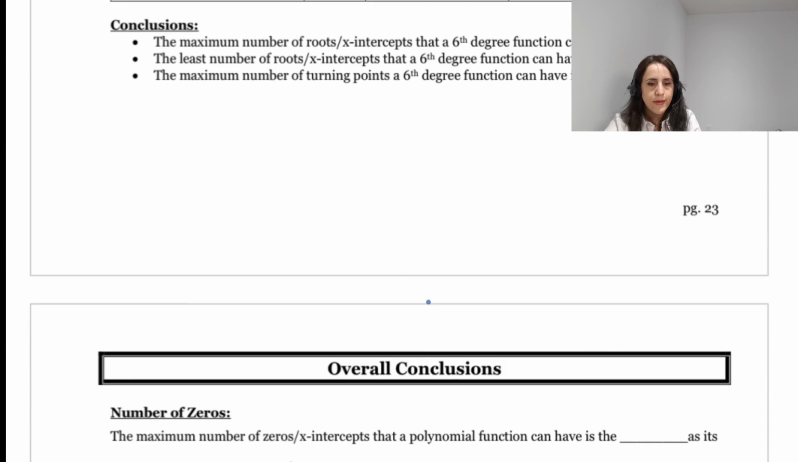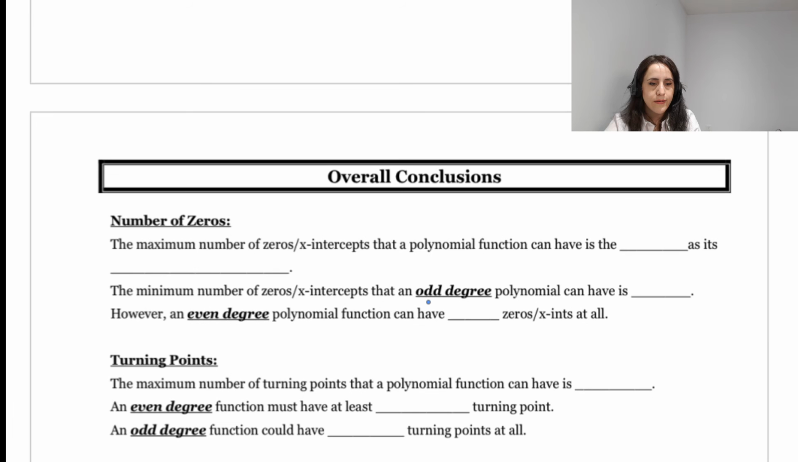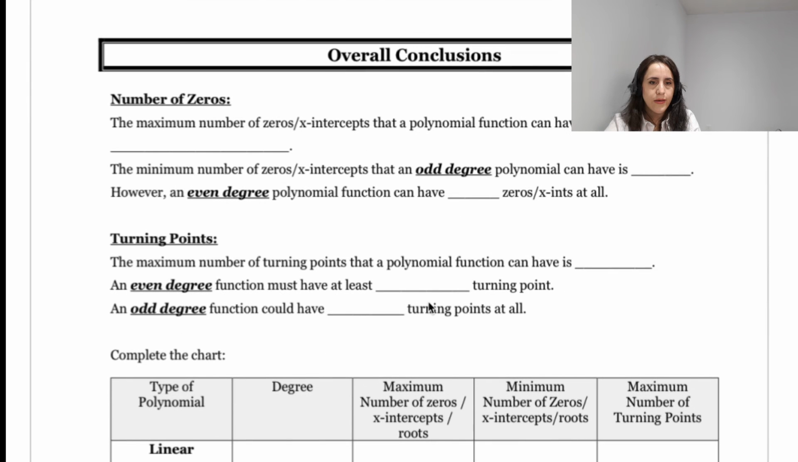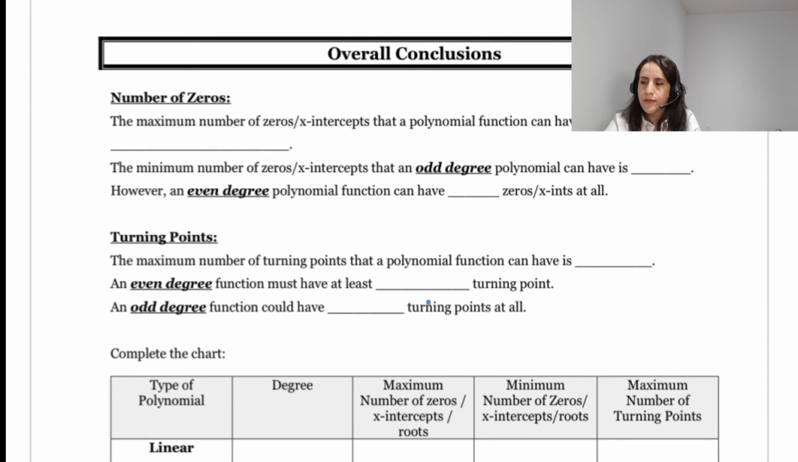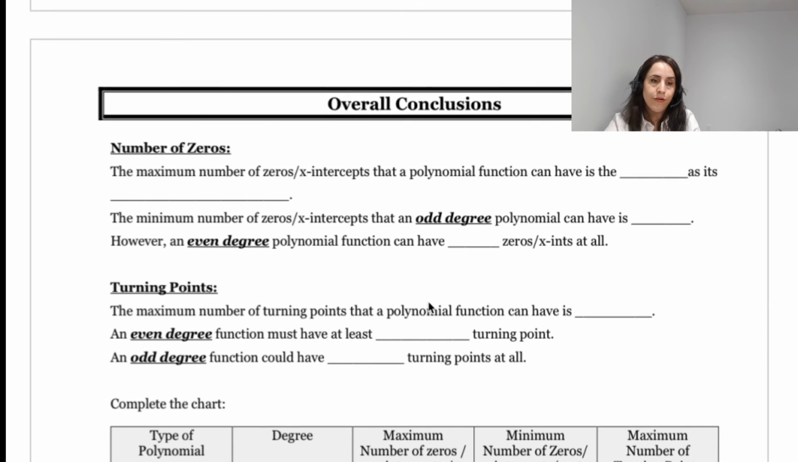Let's see here. I want to write down a little bit about the overall conclusion. These are good things that you can make a note of. The maximum number of zeros or x-intercepts that a polynomial function can have is the same as its degree. It doesn't matter if it is odd or even.